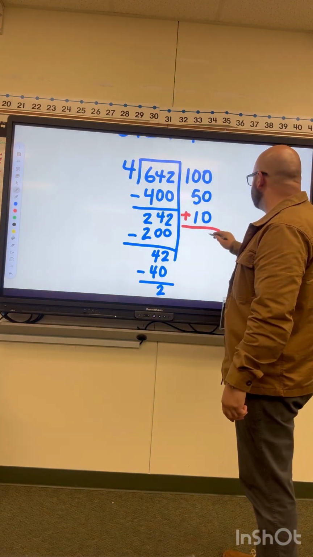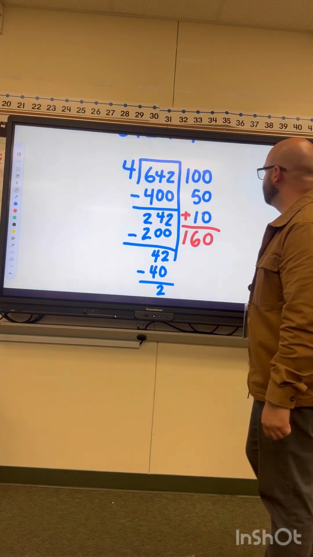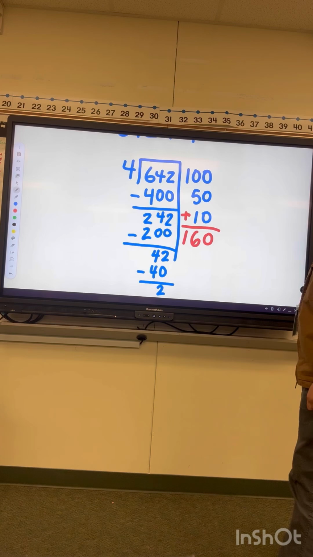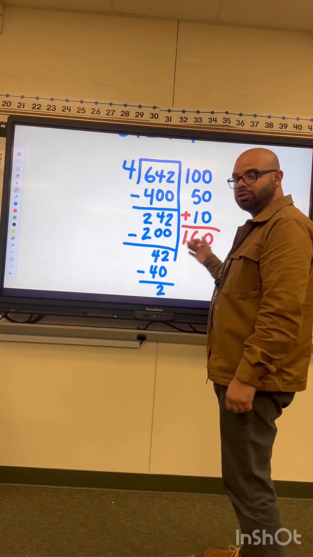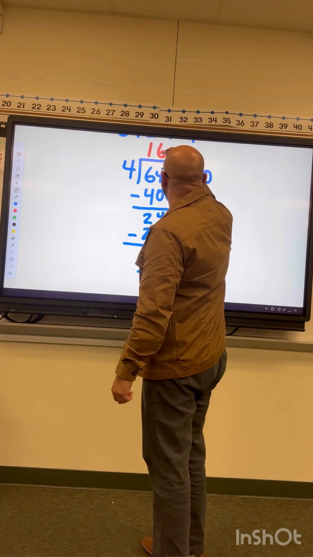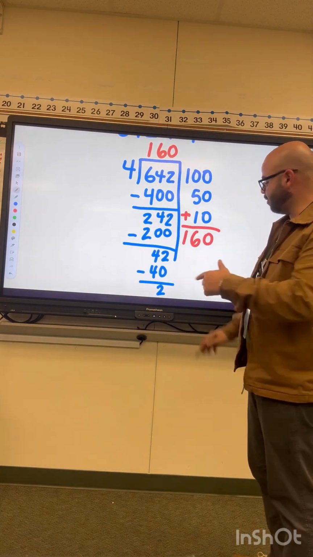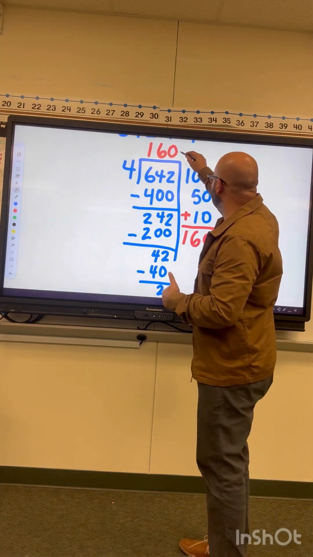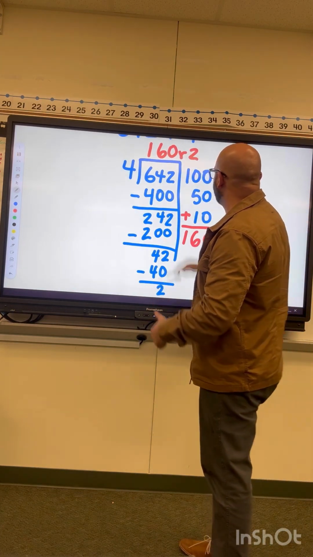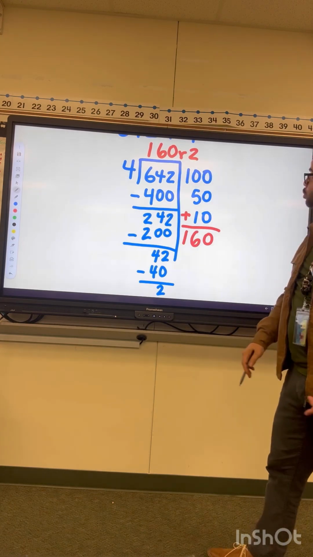So let's add these. 0. Then you have 6. Then you have 1. So my final quotient is 160. Now I write my 160 up here. Am I done still? No, I'm not done because I have to put in my remainder. Okay, so now I have 160 remainder 2.